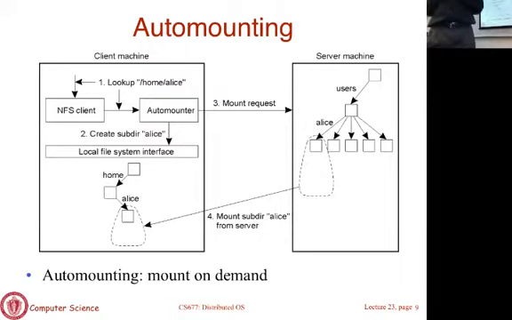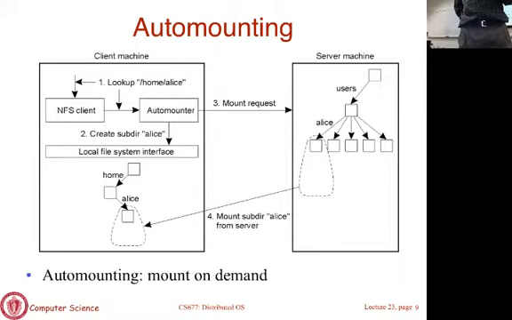What mount on demand says is that rather than establishing the mount mappings at boot time, typically the way the mount protocol works is there's a file where you specify all the mount mappings. Within this file, you specify that these directories are mounted from these machines, and then when you boot up, you establish those mappings and you're done. Auto mounting doesn't require you to do this at boot time. It does this on demand.